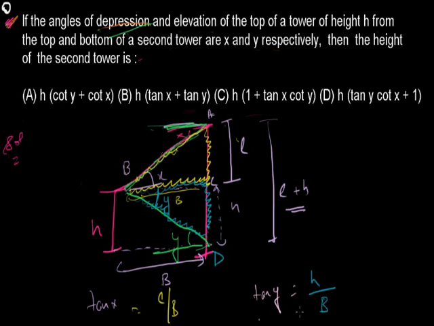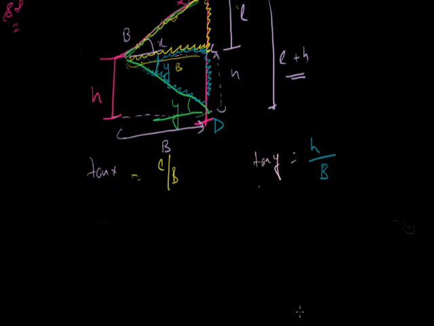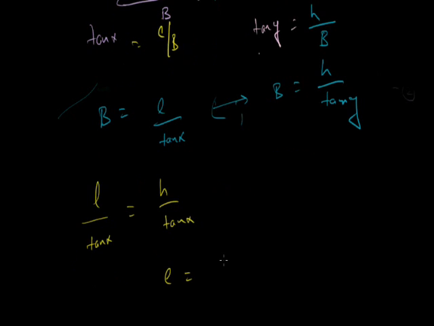Now we got the two trigonometric equations. Now let's try to evaluate L plus h. From here I can say b is L upon tan x, or from here I can say b is h upon tan y. Obviously both the b's are the same, so I can equate both equations. L upon tan x is equal to h upon tan y. Therefore L is equal to h tan x upon tan y. This is the value of L.